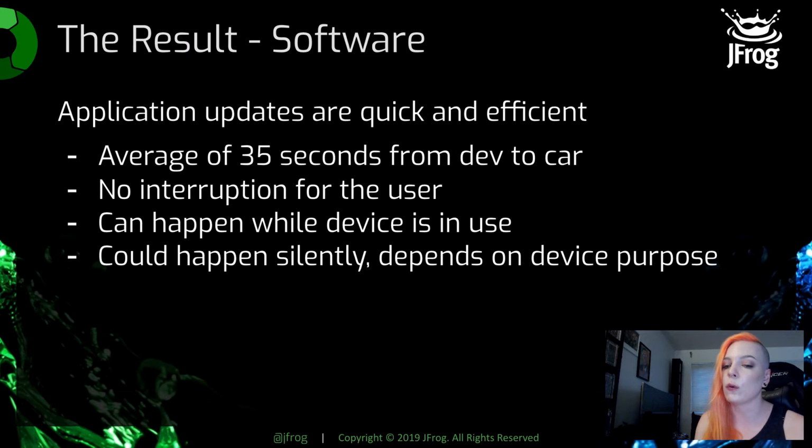And using these two tools made the updates to the applications running on the car fairly quick. The average amount of time from a developer pushing code to deployment on the car was about 35 seconds with no interruption to the user at all. It can happen while the device is in use. That's not to say that it necessarily should happen while the device is in use and without telling the user. For most updates, I think that there should be consent from the user involved, or we should at least tell them that it happened. It shouldn't happen silently. But if you design your edge device with this strategy in mind, it does mean that you can update silently.